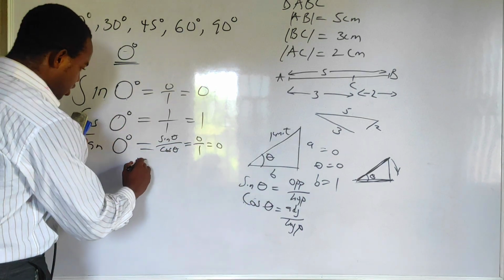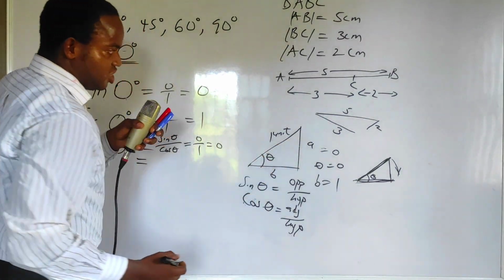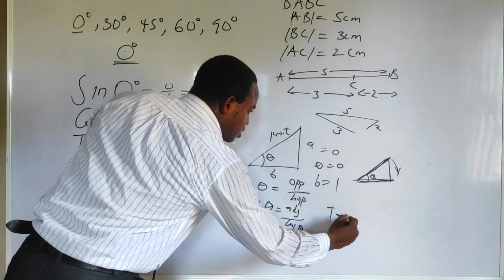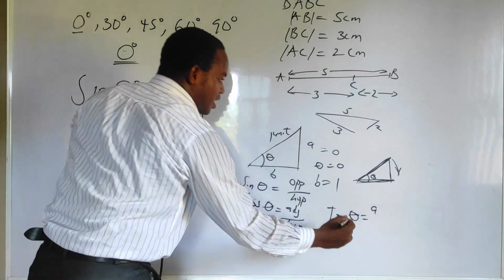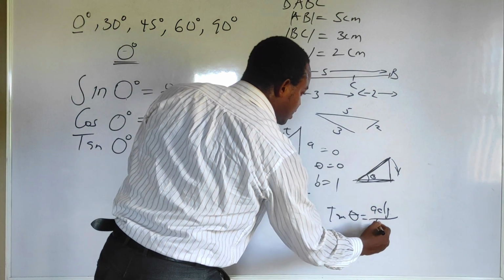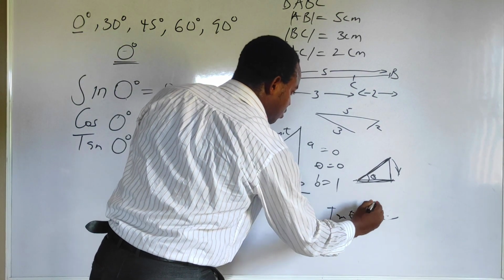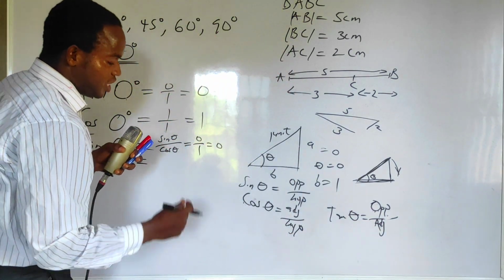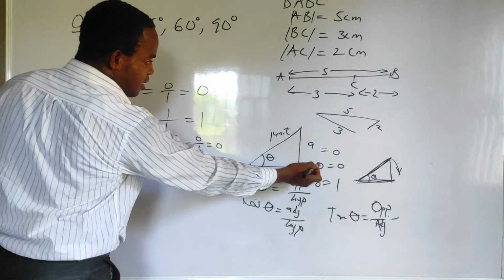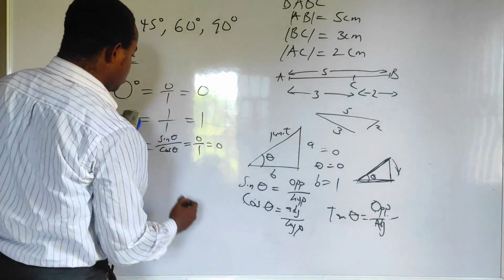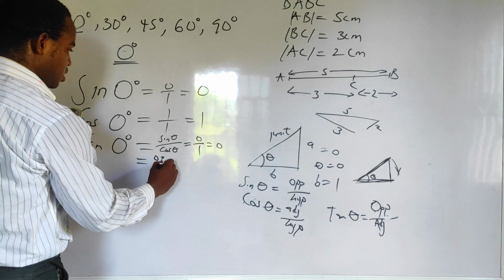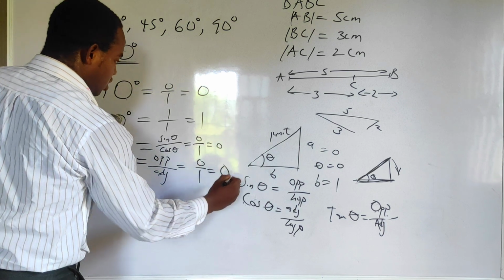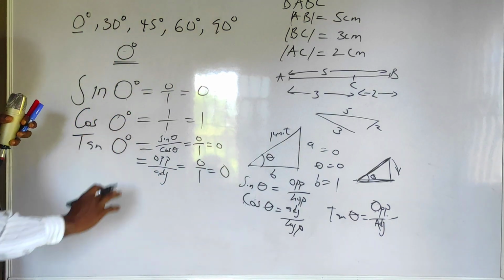But let us not do that. Let's see how we can use the degenerate triangle here for the same purpose. In this case, the tangent of theta is the opposite divided by the adjacent line. Now the opposite here is 0, and the adjacent is 1. So the opposite divided by the adjacent is still 0 divided by 1, which is 0.